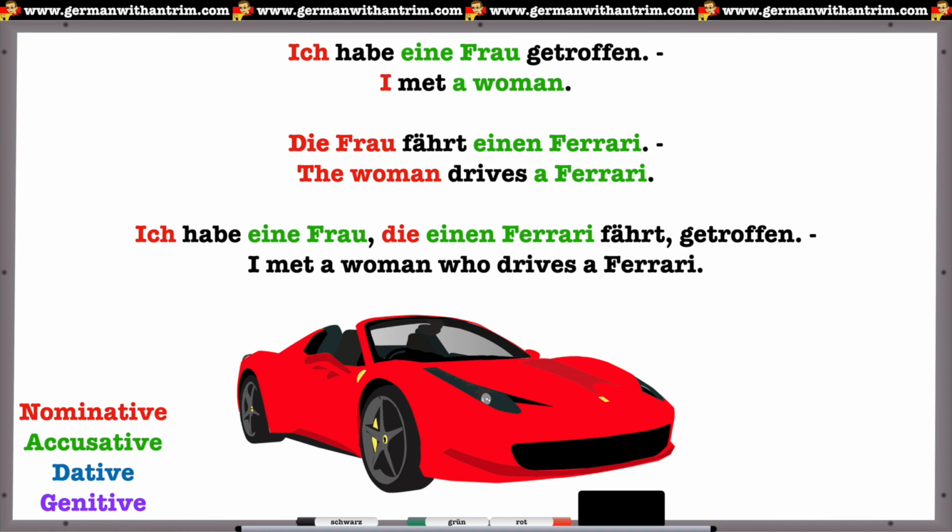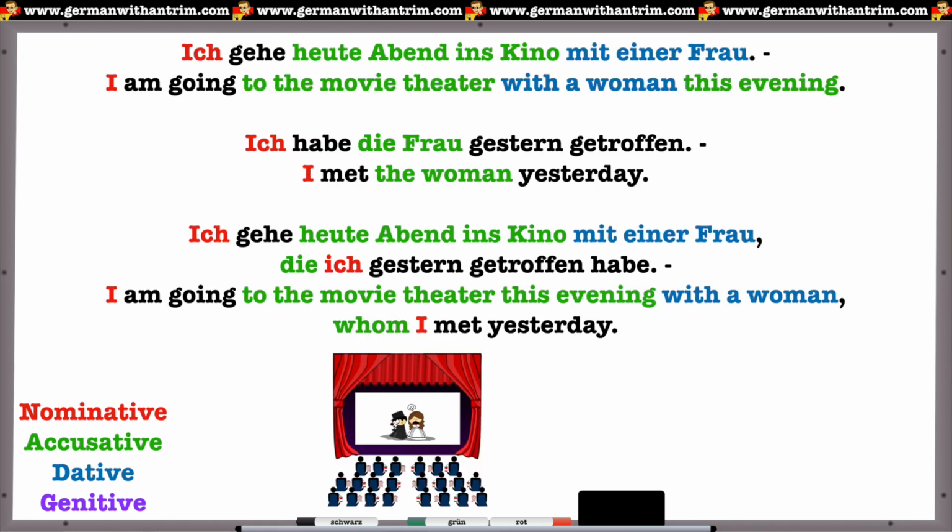The woman is the subject of the sentence that becomes the relative clause, so we use the nominative case relative pronoun die. Ich gehe heute Abend ins Kino mit einer Frau. I am going to the movie theater this evening with a woman. Ich habe die Frau gestern getroffen. I met the woman yesterday. Ich gehe heute Abend ins Kino mit einer Frau, die ich gestern getroffen habe. I am going to the movie theater this evening with a woman whom I met yesterday.